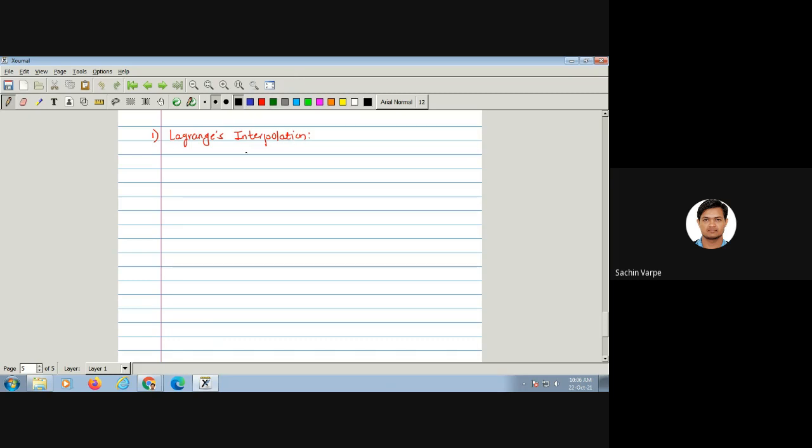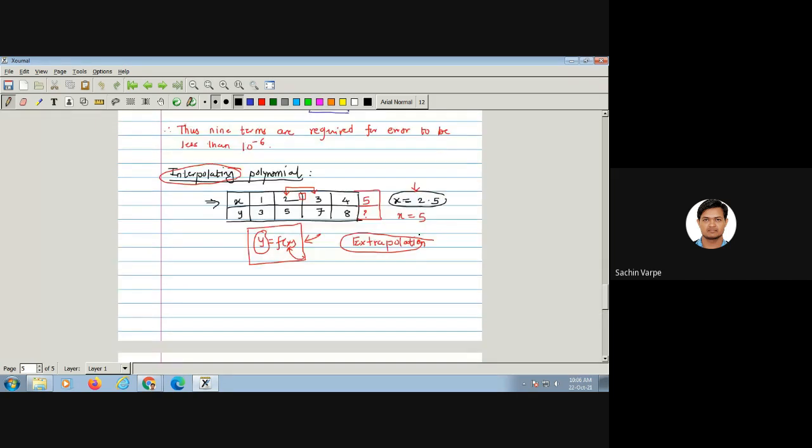Right. So in general, the diagrammatical discussion, if we have a function like this, isn't it? These are the number of observations. Suppose this is x naught, x1, x2, x3, and corresponding to x naught we have y naught, corresponding to x1 we have y1, corresponding to x2 we have y2, and corresponding to x3 we have y3, and so on.